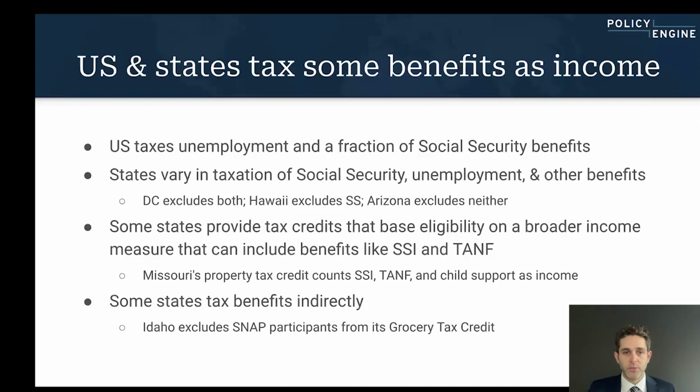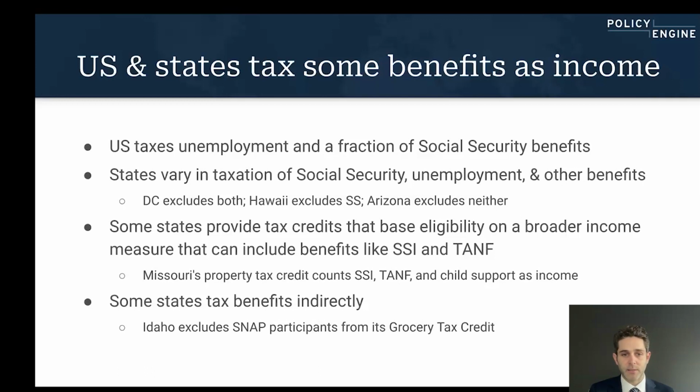There are some other ways too. So some states provide tax credits that are based on a broader income concept that, unlike federal taxes or even state taxes usually, would count programs like SSI and TANF. So for example, Missouri has a property tax credit, and this counts SSI, TANF, and child support as income, in addition to more normal income sources like wages and salaries.